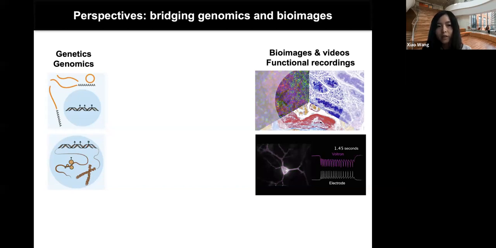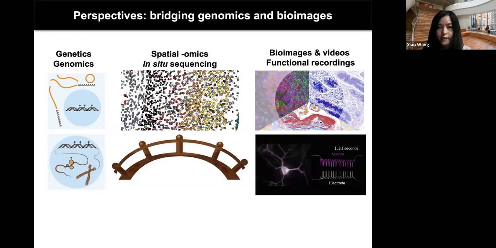I think the overarching goal is that spatial omics, especially image-based in situ sequencing approaches, will enable the integration of genomics with bioimages. It also enables integration of both image-based spatial omics and chip-based spatial omics. So I think it will be very exciting to see those integrations happen in the future.